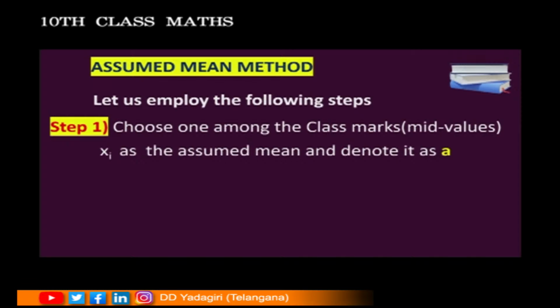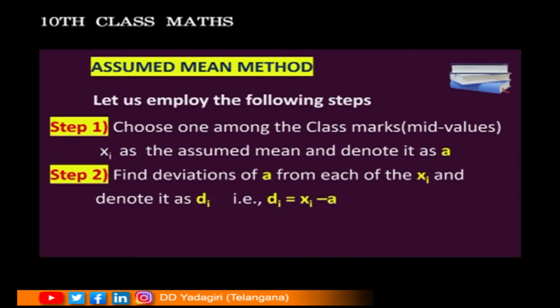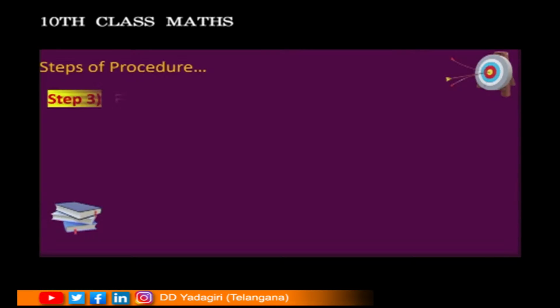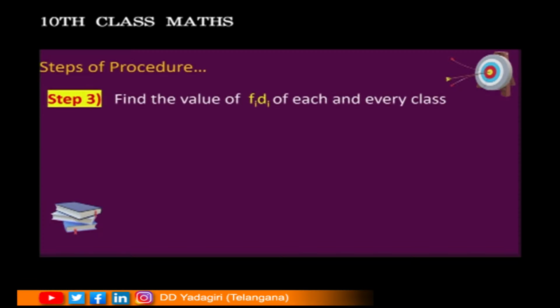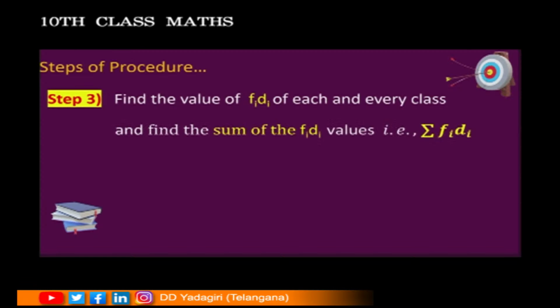Step 1, choose one among the class mark or mid values xi as assumed mean and denote it as a. Step 2, find the deviation of a from each of the xi and denote it as di. What is di? Di is nothing but xi minus a. Step 3, find the value of fi into di for each and every class and find the sum of the fi di values, that is, you are going to find sigma fi di.